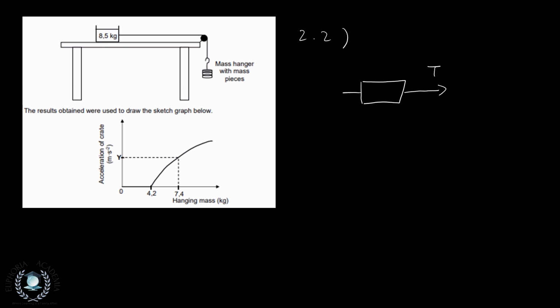And then what's opposing the motion? We're just looking at the horizontal forces. What's opposing the motion is static friction. And that's your 2 marks. All right, so let us move on.